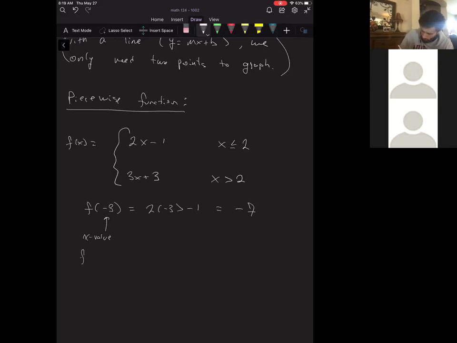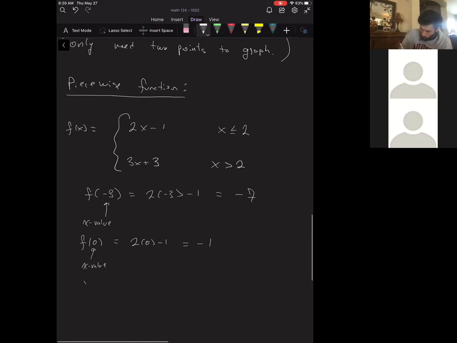So let's do f of 0. Again, here's the x value. So we see which section 0 is in. Well, 0 is less than 2, so we have to use the top equation. So this is going to be 2 times 0 minus 1, which is minus 1. We could plug in 2. So is 2 less than or equal to 2, or is 2 bigger than 2? Well, 2 is less than or equal to 2 because it is equal to 2. So again, 2 is going to be in this section, and we use our top equation. So we'll have 2 times 2 minus 1, which is 3.